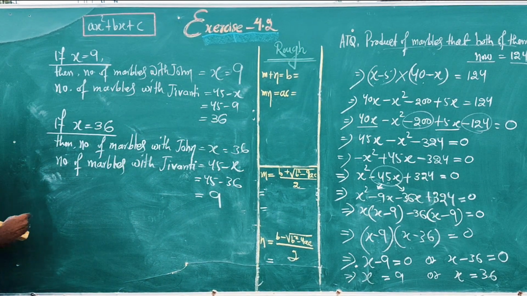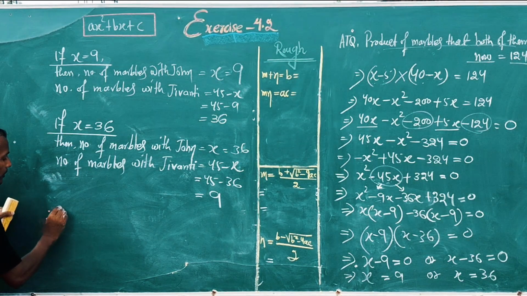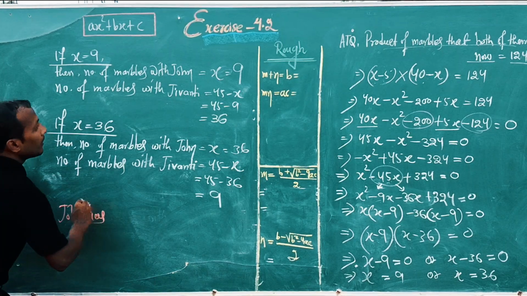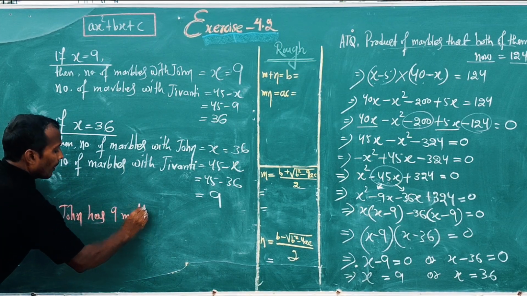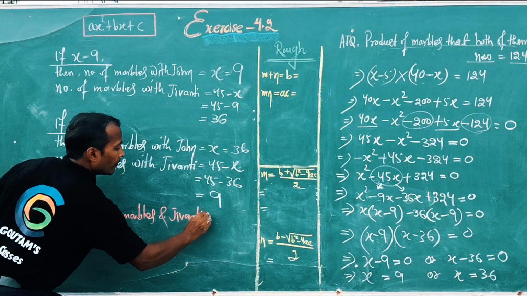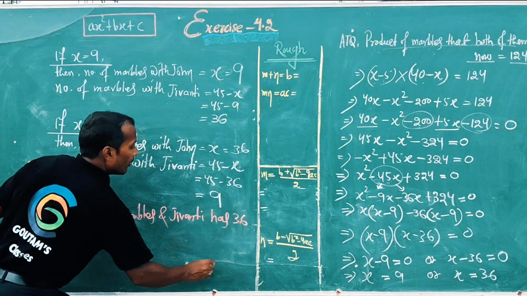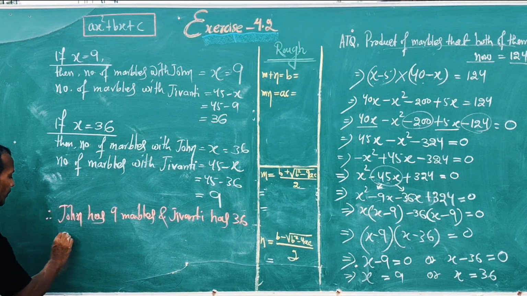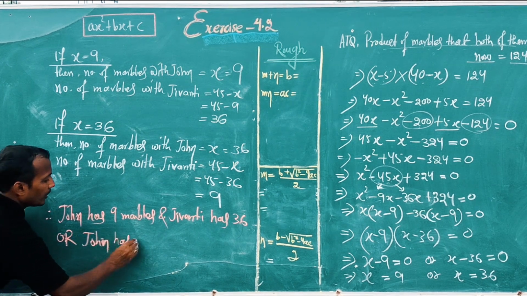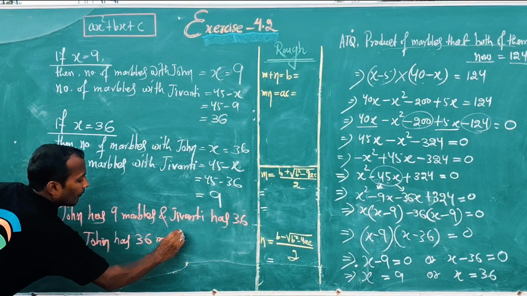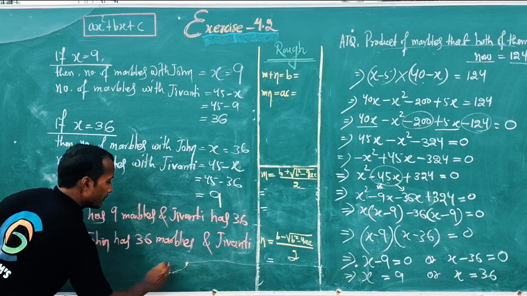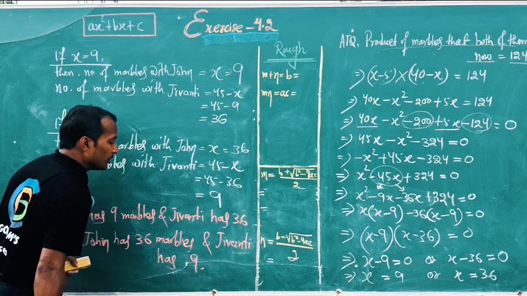So in our final statement we can write, so John has 9 marbles and Jivanti has 36, or we can also say that John has 36 marbles and Jivanti has 9. Both are correct answers.